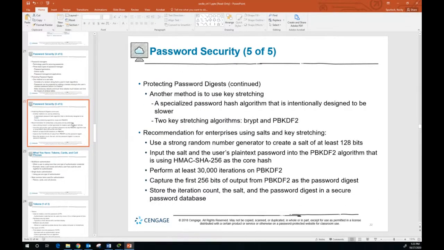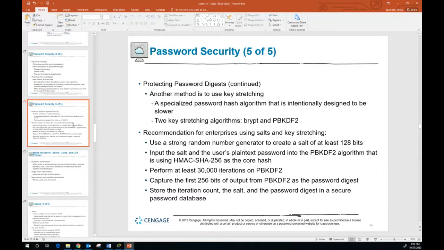Another thing you can do is use key stretching, which is a specialized password hash algorithm that is intentionally designed to be slower. We've got two key stretching algorithms, bcrypt and PBKDF2.